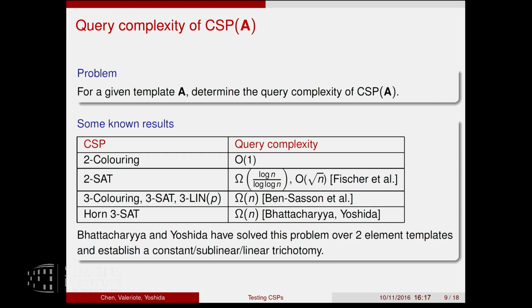Yoshida and Bhattacharya have solved this problem over the 2-element template, essentially doing a Schaefer-type result. Who did the 2-element, the Boolean CSP? A Schaefer-type result for this problem over 2-element templates. And again, they got a trichotomy over the 2-element templates, sort of mirroring that.